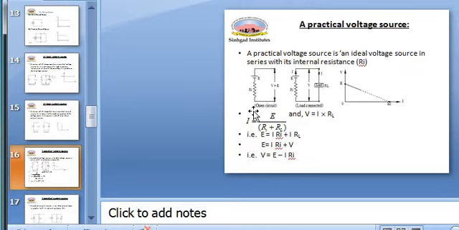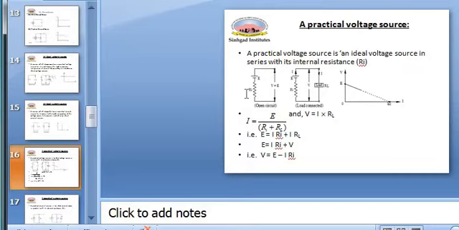Similar to the ideal voltage source, there will be a voltage source E, and along with that there will be a resistance connected in series with this voltage source. This resistance is not an external resistance. This is the internal resistance of this voltage source itself. Every source has its own internal resistance. Practically it is not possible to have ideal things.